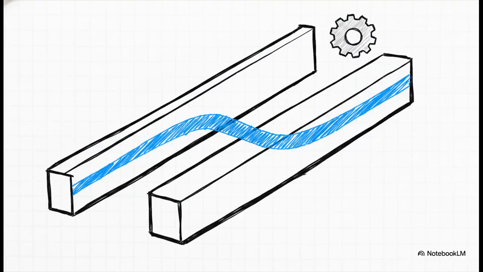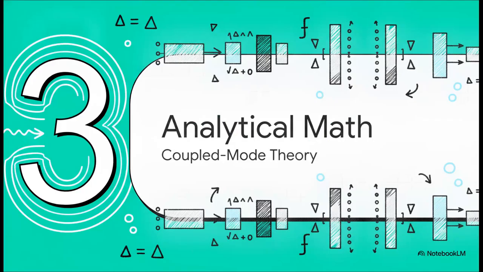Now, what happens when these optical highways get a little too crowded? When waveguides are placed side by side, the light naturally leaks or switches lanes right into the adjacent waveguide. But here's the thing. This isn't a flaw. Precisely controlling this optical leakage is absolutely crucial because it's exactly how engineers build vital components like ring resonators and wavelength filters. Which brings us to Section 3, Math, the analytical approach.